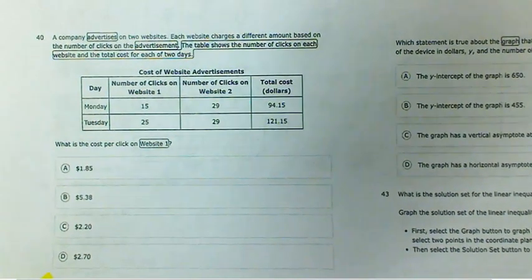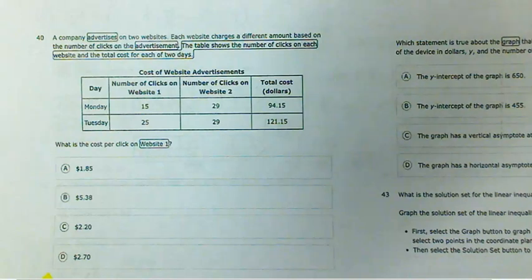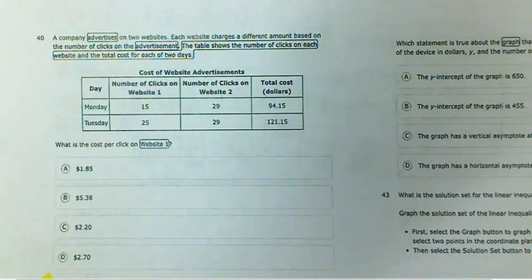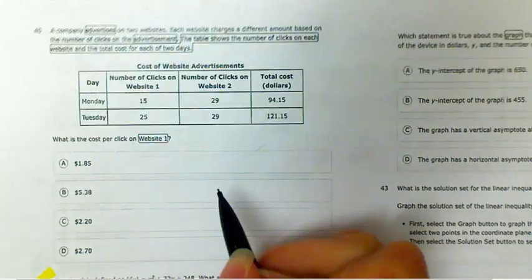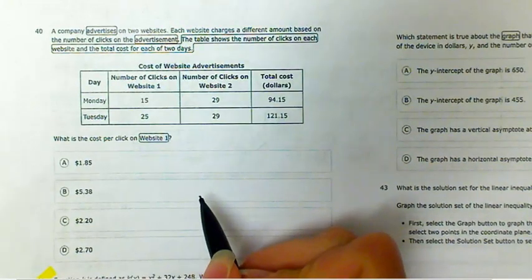Number 40, a company advertises on 2 websites. Each website charges a different amount based on the number of clicks on the advertisement. The table shows the number of clicks on each website and the total cost for each of 2 days. All right. What is the cost per click on website 1?